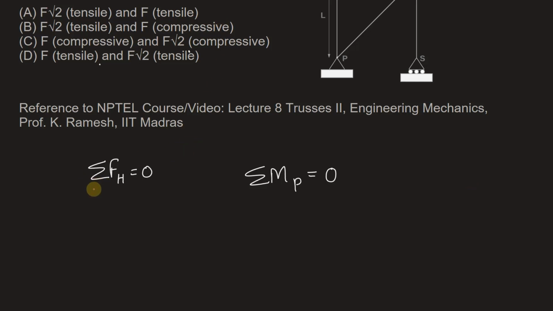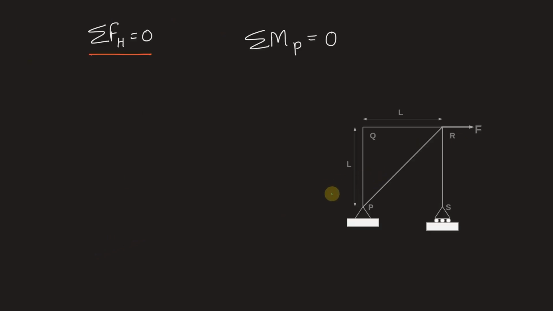In this video, we are going to solve it using summation FH equal to 0. Now let's mark the unknown reaction towards the right first, that is positive, and let that be HP. As per the equilibrium equation, the summation of forces is HP plus F equal to 0. These are the horizontal forces in the truss, so we have written those and summed them up. So HP is equal to minus F.